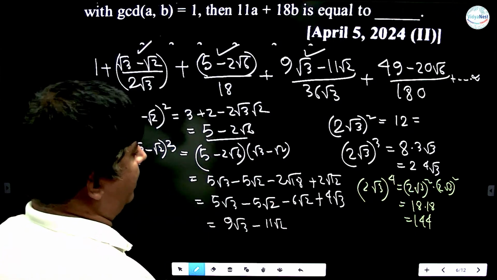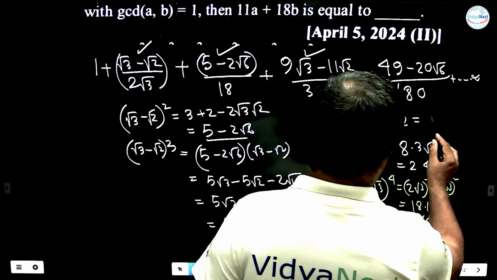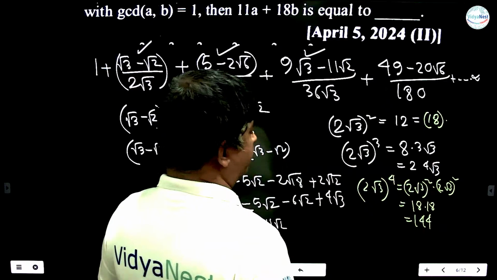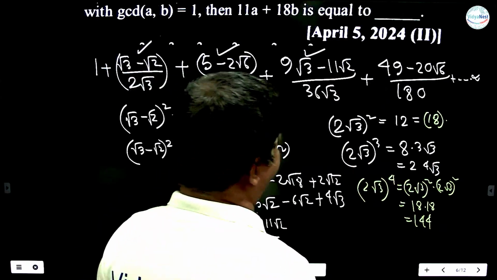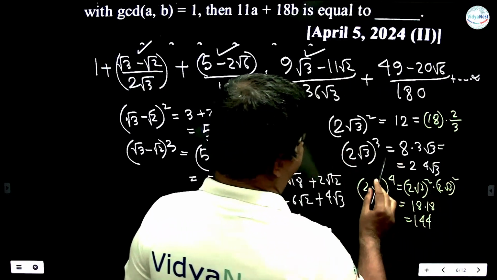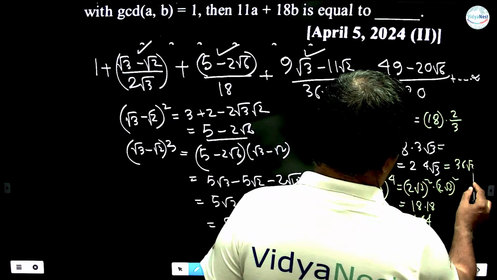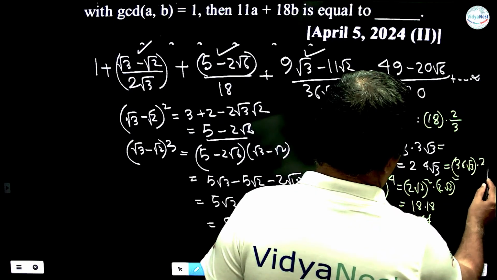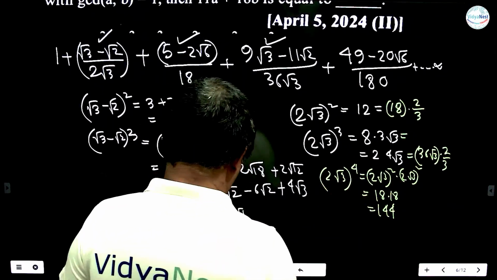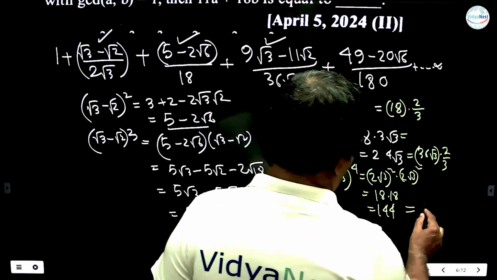Now, we can attempt one thing. 12 means 18 into 2/3. Now 24 root 3 means 36 root 3 into 2/3. Yes or no? Yes, sir. Now we are getting it. 144 means 180.